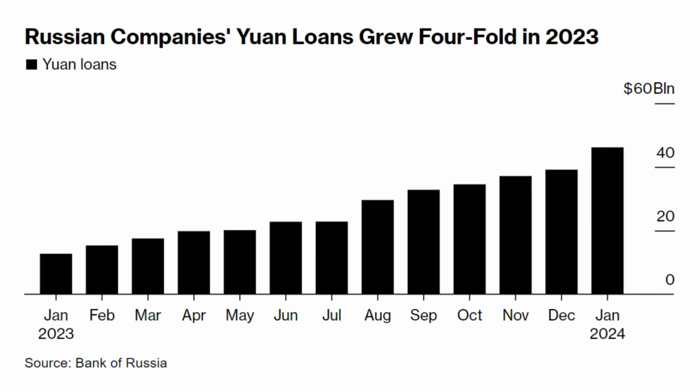And what this shows is that in January 2023, there were around $10 billion worth of loans made in Chinese yuan. However, as you can see, between January 23 and January 24, there was a consistent and steady increase in the amount of debt being borrowed in Chinese yuan. And by January 2024, the figure had got up to around $45 billion, which represents an increase of over 4 times during that period.